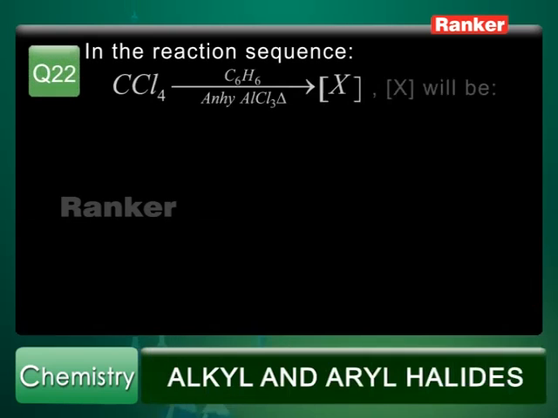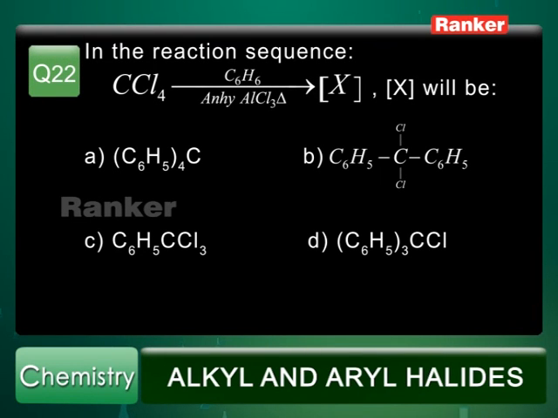In the reaction sequence, CCl4, carbon tetrachloride, is treated with benzene in the presence of anhydrous aluminum chloride, and X is formed. Now, here we have to check the options, which option is suitable, because there are 4 chlorines and benzene is treated. We may get different answers, but here one option shows all 4 chlorines undergoing the Friedel-Crafts alkylation. B shows 2 chlorines, and C shows 1 chlorine.